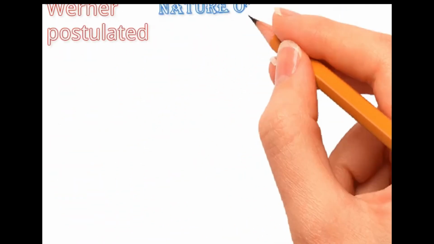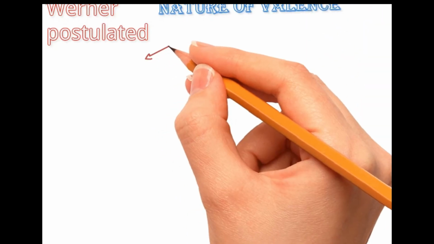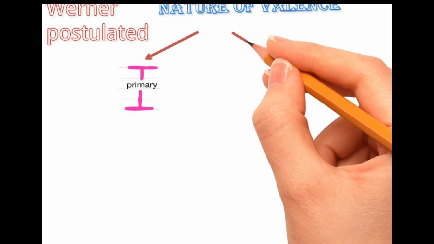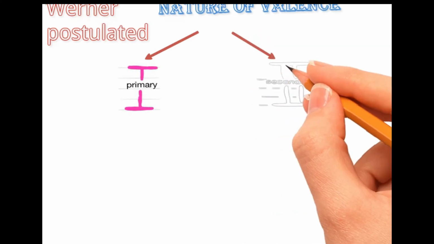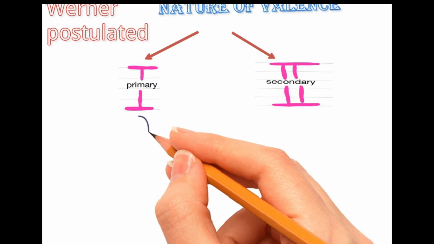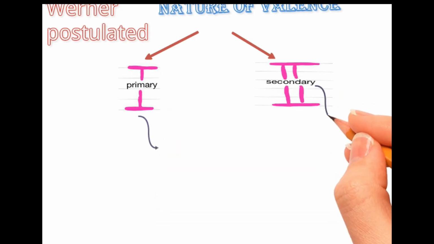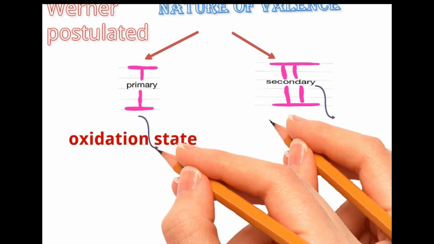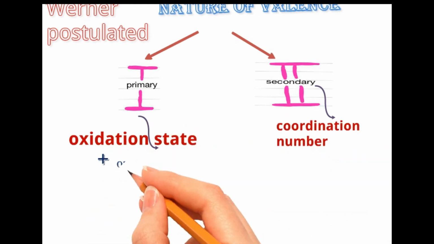There are two types of valency: primary valency and secondary valency. Primary valency explains the oxidation state. Secondary valency explains the coordination number. See, the oxidation state is equal to the primary valency. The coordination number is equal to the secondary valency. The oxidation state is satisfied by negative ions. Why? Because the oxidation state is either positive or neutral.